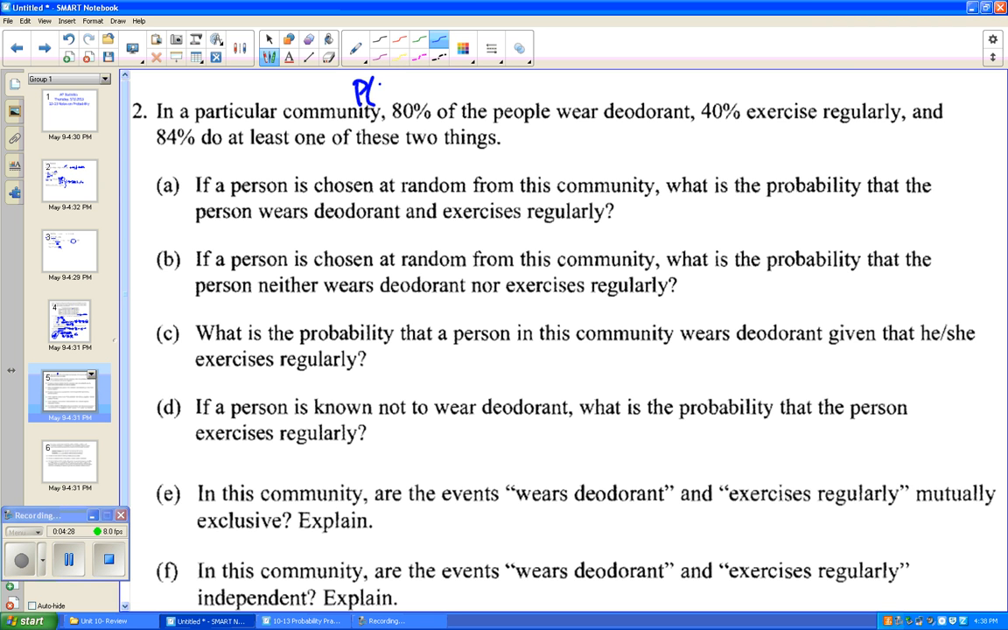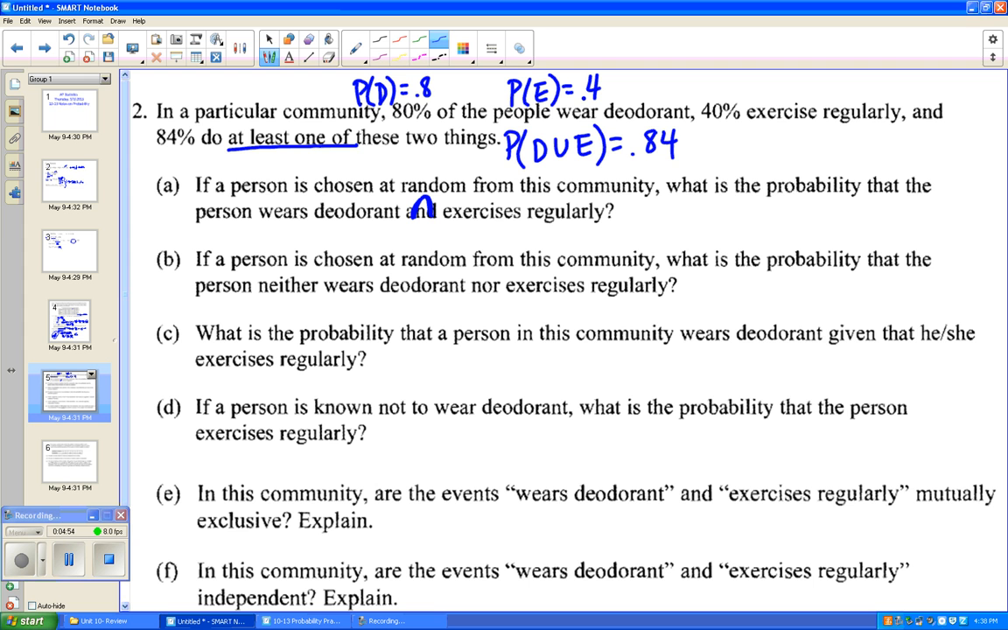We're told the probability you wear deodorant is 80%. The probability you exercise is 40%, and the probability you do at least one of these, that means either you wear deodorant or you exercise, so that's the or, deodorant or exercise, is 0.84. If a person's chosen at random from this community, what's the probability the person wears deodorant and exercises? If we think about this, we don't know how to figure out and.